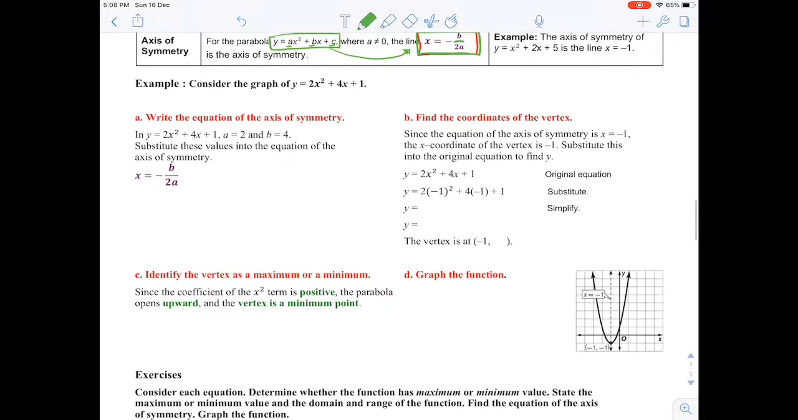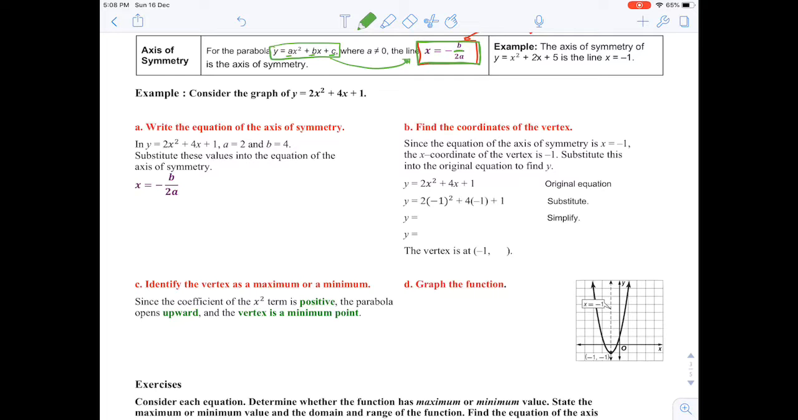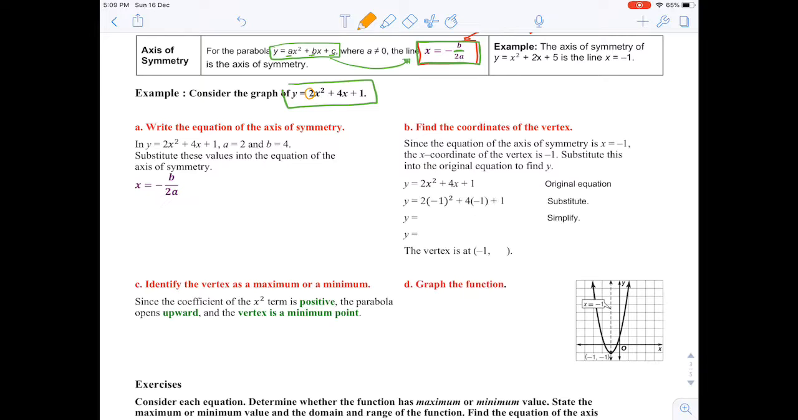All right, so here's a partially worked example. I've left some of them blank, and we're going to fill it in together. So here we go. Consider this graph: 2x² plus 4x plus 1. So take a moment here and actually label the a, the b, and the c. So we know a is positive 2, b is positive 4 and c is positive 1. It's really important you put these in standard form so that you have them all in the correct place.